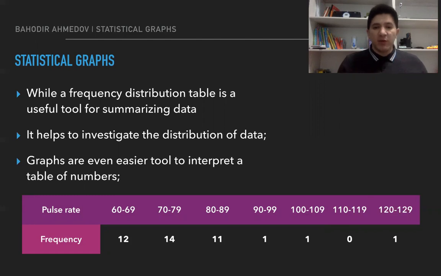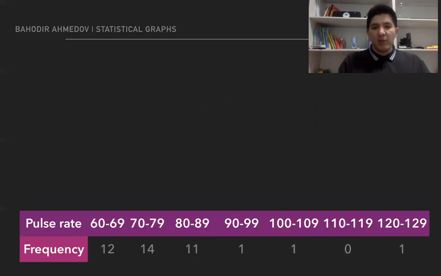So let's say I've got a frequency table. This frequency table is created for the pulse rate measurements of 40 females. It tells me that out of 40, 12 females have a pulse rate between 60 and 69, 14 of them have a pulse rate between 70 and 79, 11 of them between 80 and 89, and so on.